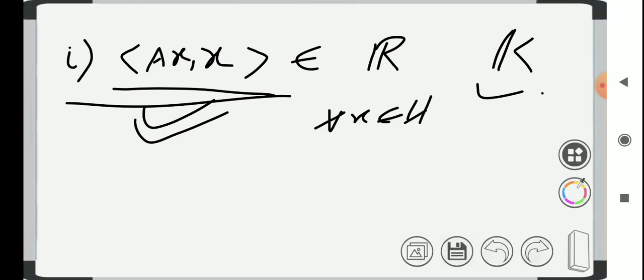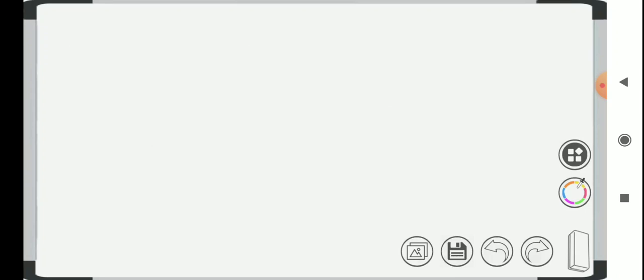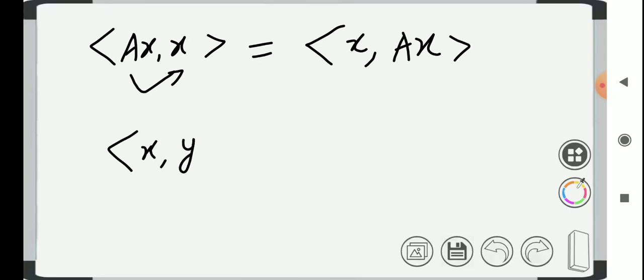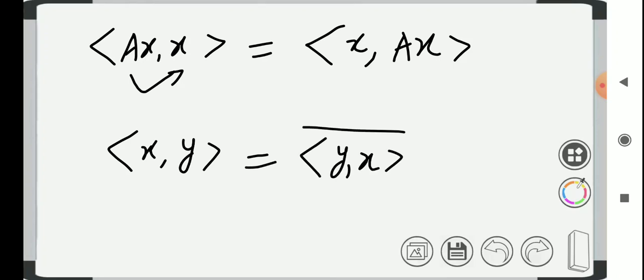So let us show this first property, that is, Ax inner product with x. Since our A is symmetric, this will simply allow us to jump into the second variable. Also you know the very basic fact about the inner product, that it is conjugate symmetric, that is, the inner product of x, y is the same as y, x conjugate. Therefore we will use this property here.